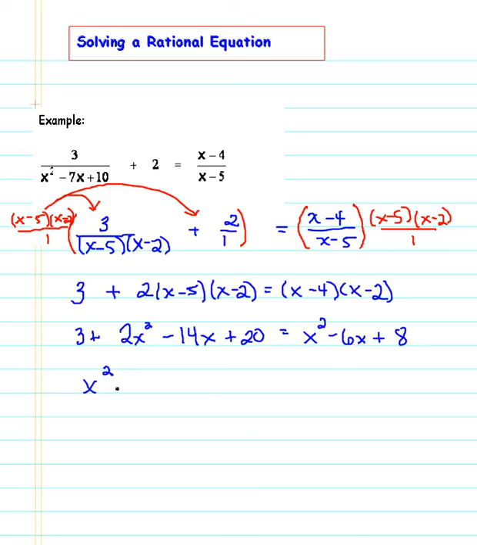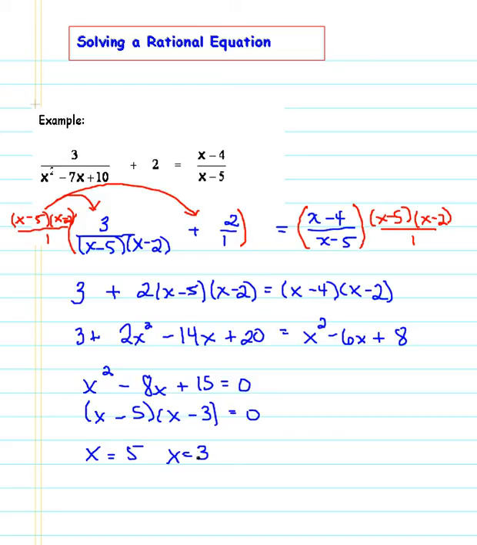I'll be adding 6x to both sides. That'll give me a negative 8x. I have a 3 and a 20, that's 23. I'll be subtracting these 8. That will leave me with 15. Now this is a quadratic, and I'm going to solve it by factoring, but if it didn't factor, I would certainly feel free to use the quadratic formula. This one does factor, which means our resulting answers are x equals 5 or x equals 3.